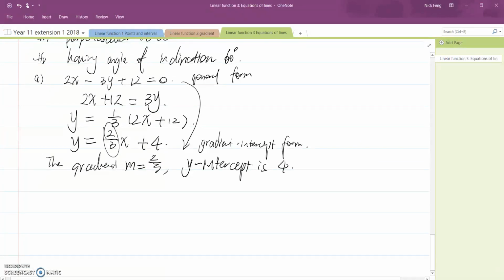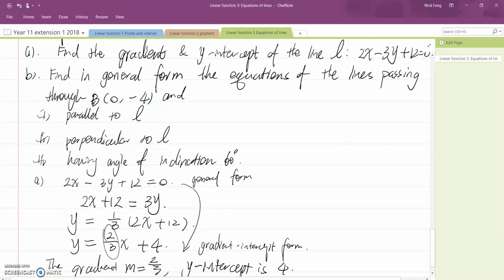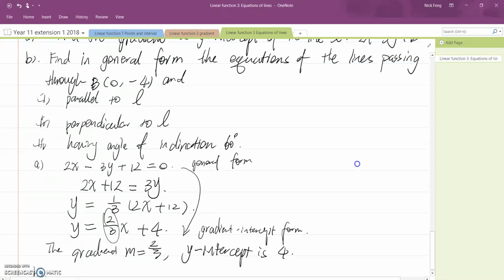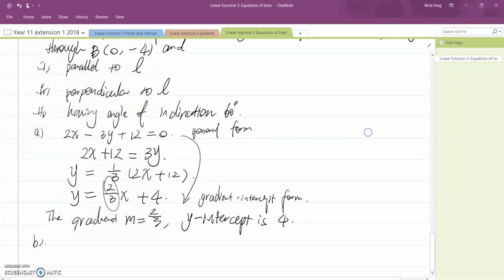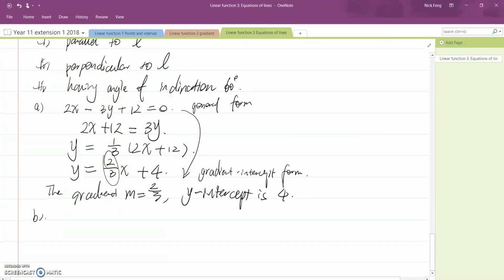Now next part, part B. We are looking for the equation which has the following condition: parallel to L, passes through (0, -4). That is the first part of part B. They're separate questions, 1, 2, or 3. Each one has another given condition. So the first one is parallel to L. Remember, again and again, parallel or perpendicular, they are all just about the gradient.